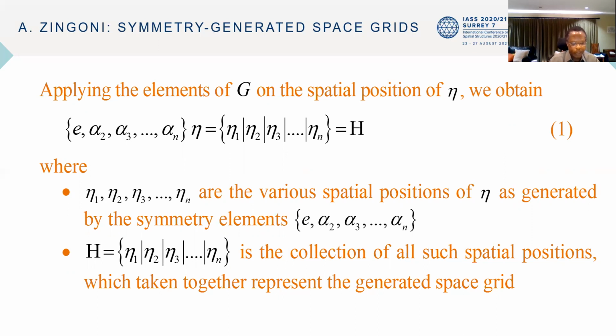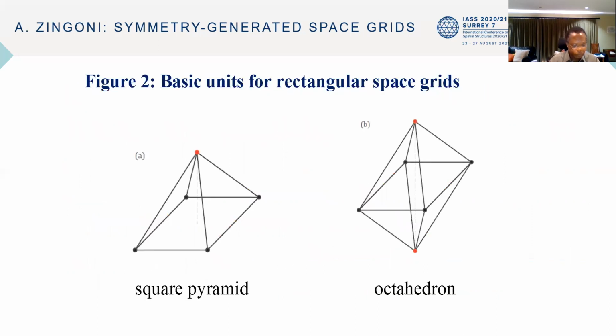Double layer and triple layer rectangular space grids may be generated from simple basic units using symmetry groups of two-fold or four-fold symmetry. Figure 2 shows two basic space truss units in the form of a right square pyramid. This belongs to the symmetry group C4h. And a right octahedron. This belongs to the symmetry group D4h.